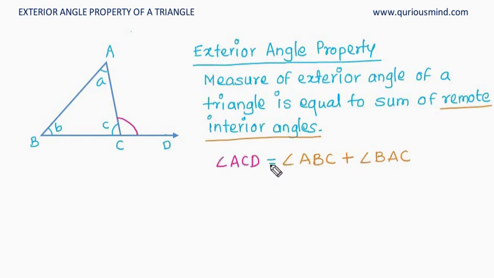Now how do we prove that? This is a property we have stated, but we need to prove it. We can prove it multiple ways. The first two ways are by physical observation. What we can do is measure ACD, and measure angle ABC and angle BAC, and find that their sum is equal to angle ACD. So we can do it by measurement.